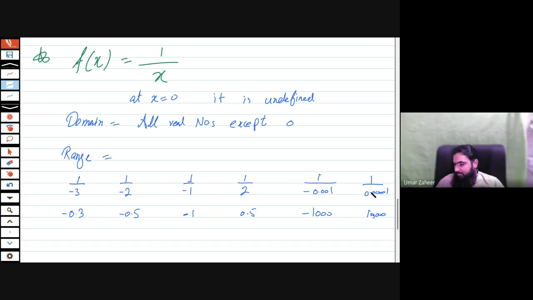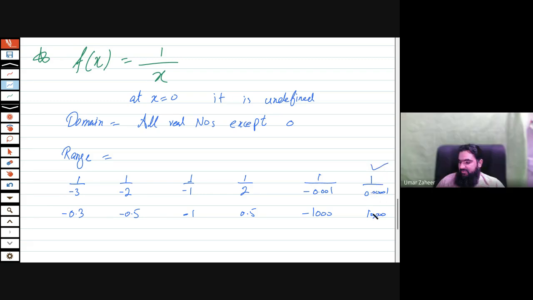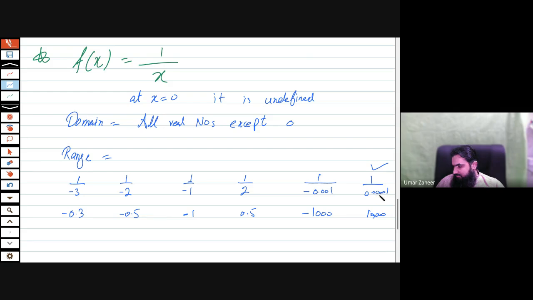For this one, it is positive because I will take a positive value. But then it's 100,000. All right. 1, 2, 3, 4, 5. One more zero.